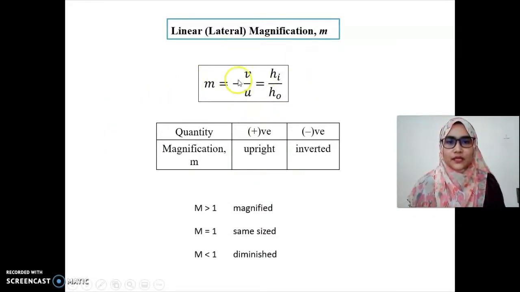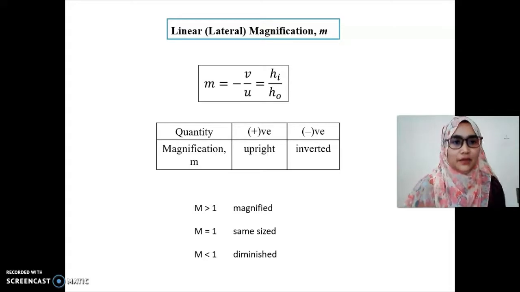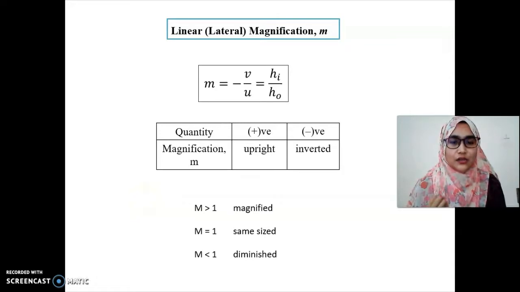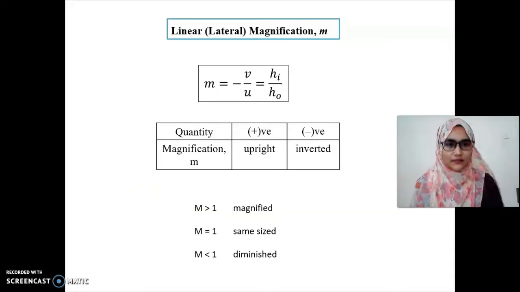this is the formula. It's negative V over U, or HI over HO. Okay, please pay attention to this carefully. If you calculate the value of M, and the value is positive, it indicates an upright image. If it is inverted, it means a negative value. And if your value is more than 1, it means it is magnified. Equals 1 is the same size, less than 1 is diminished. Okay, so you can see from the answer you can obtain the image characteristics.